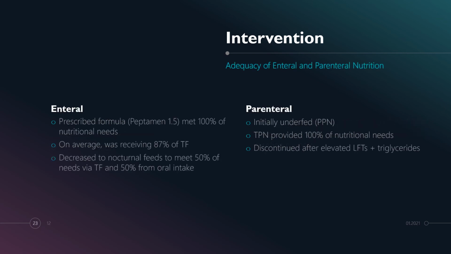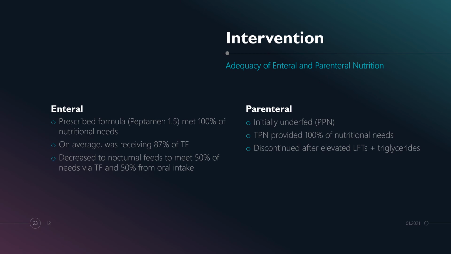So as I mentioned, we relied heavily on enteral and parenteral nutrition. As I said, the prescribed formula, the Peptamen 1.5, met 100% of the nutritional needs for the patient. On average, she was receiving about 87% of the tube feed according to the EMR, and ultimately it was decreased to nocturnal feeds, which met 50% of her needs via tube feed, and it was hopeful that she would meet 50% from oral intake.